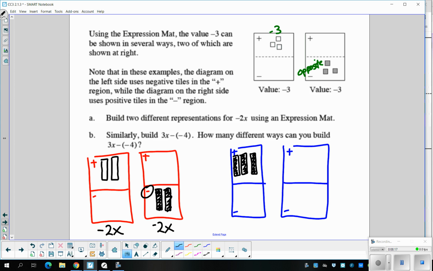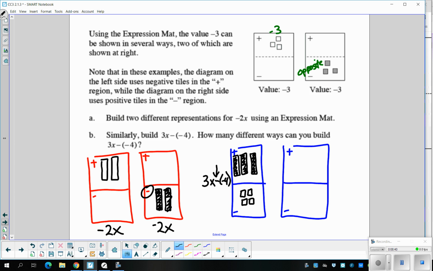And then minus -4. So when I have 3x minus -4, you can kind of see how this is saying 3x. Now I'm in the opposite region. I'm going to take the opposite of -4. So I can put 4 negatives down there. Kind of follows right along with the 3x minus -4.